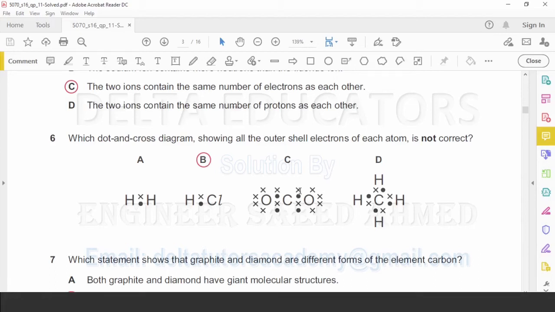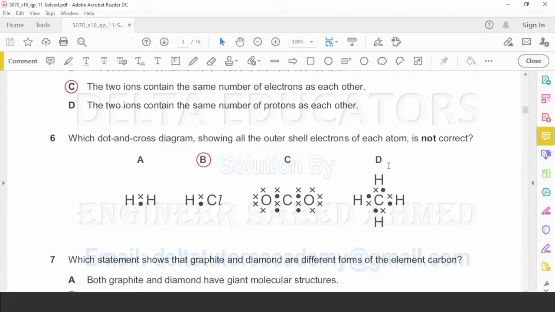Option C, it is carbon dioxide. In carbon dioxide, we have carbon and oxygen. In carbon, in the last orbital, there are 4 electrons, and in oxygen, there are 6 electrons. Now here these dots represent electrons of carbon. So here for carbon, total 4 electrons are shown. What about oxygen? For this oxygen, 1, 2, 3, 4, 5 and 6 electrons are shown. Same thing here, 6 electrons of this oxygen are shown. So this one is also correct.